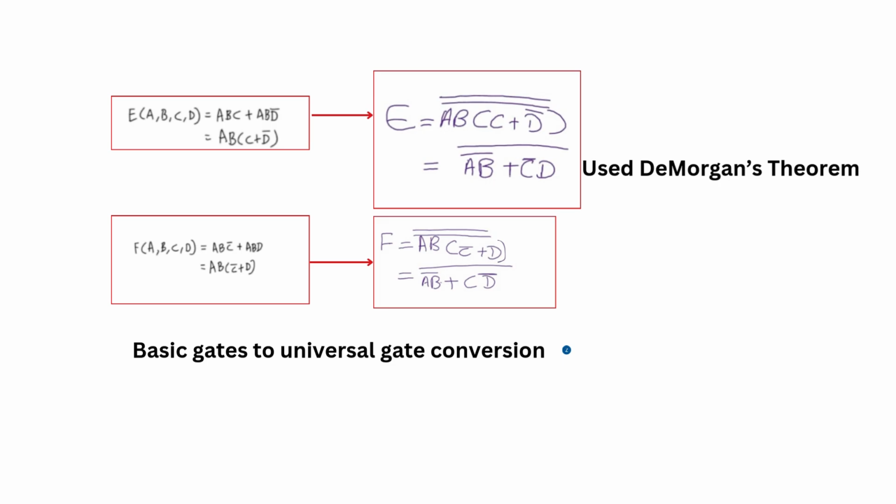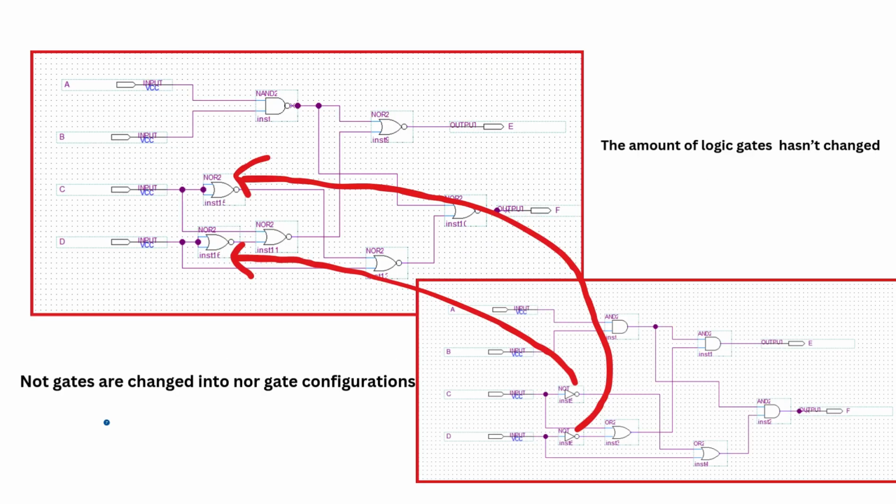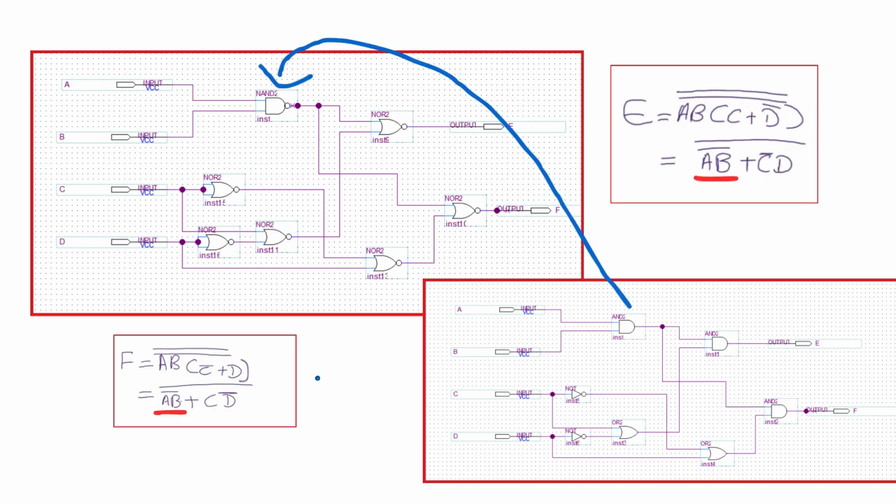To change the design from using basic gates to universal logic gates, we derive a new equation by using De Morgan's theorem. So this is our comparison of the previous version and the new version. In both designs, the amount of logic gates hasn't changed. Both remain 7. In this configuration, all the NOT gates are changed into NOR gate configurations. The previous AND gate between A and B has been replaced by a NAND gate as per the equation.